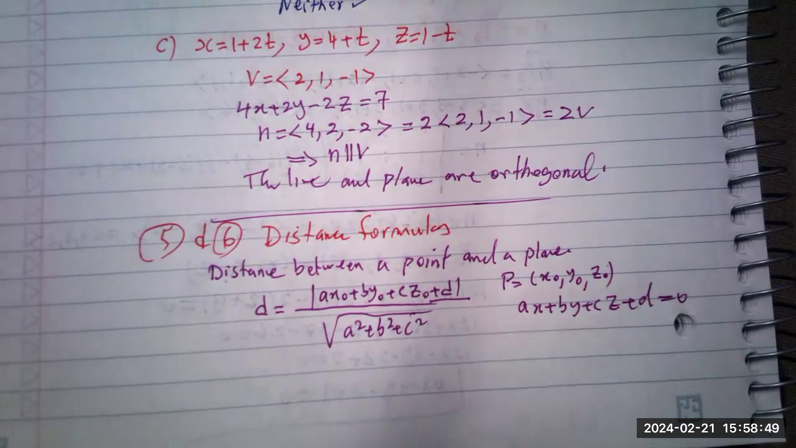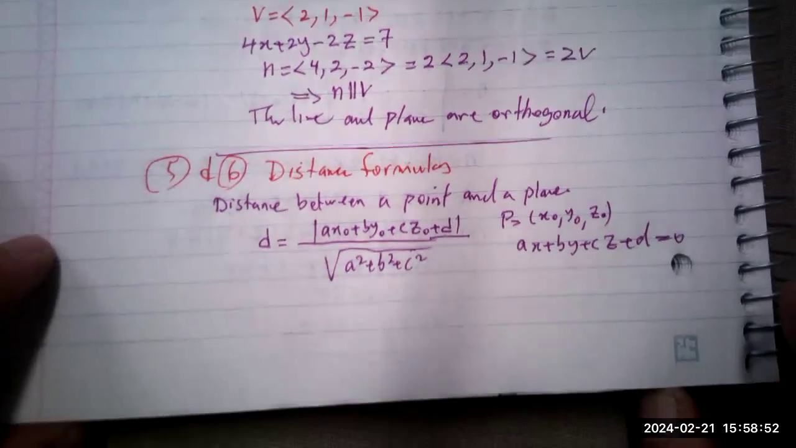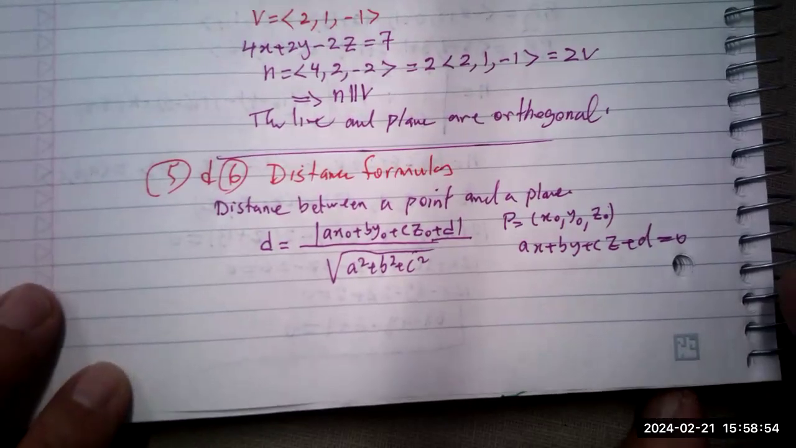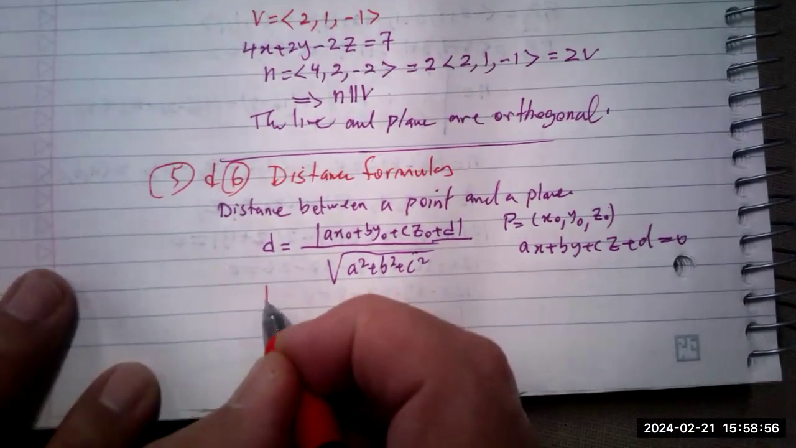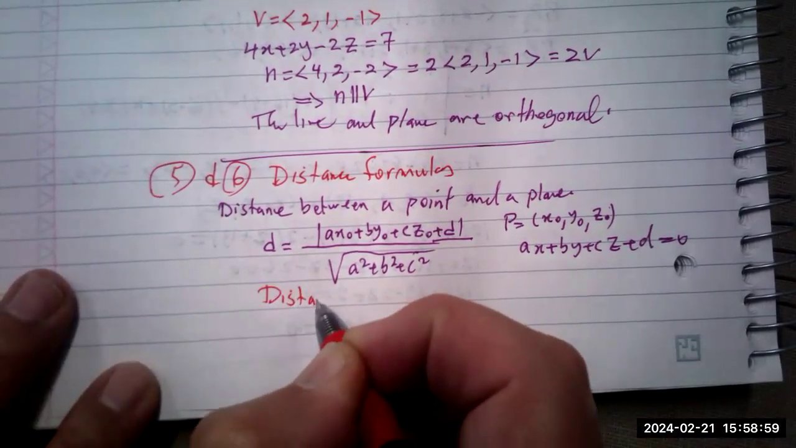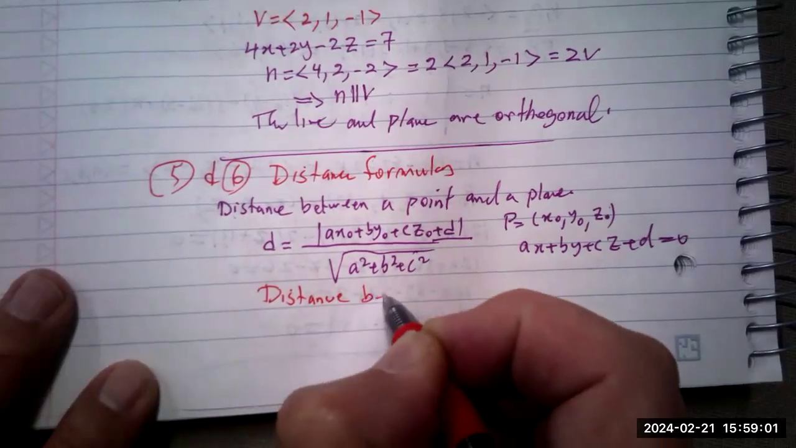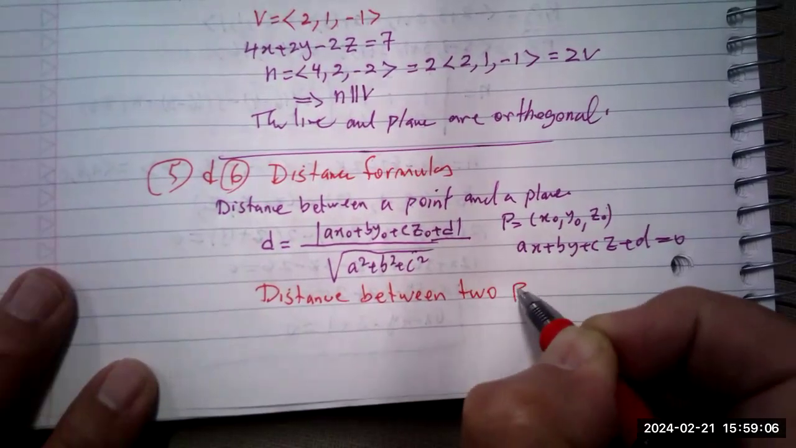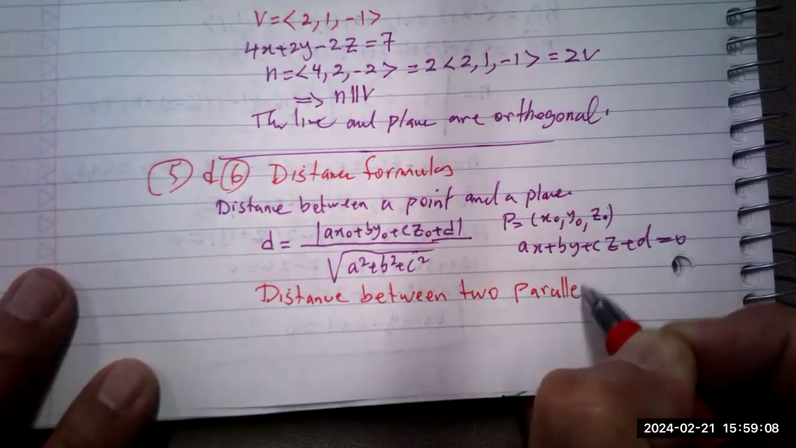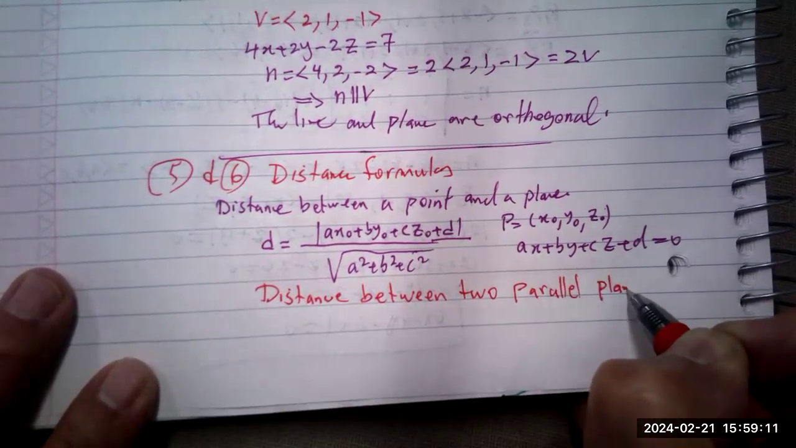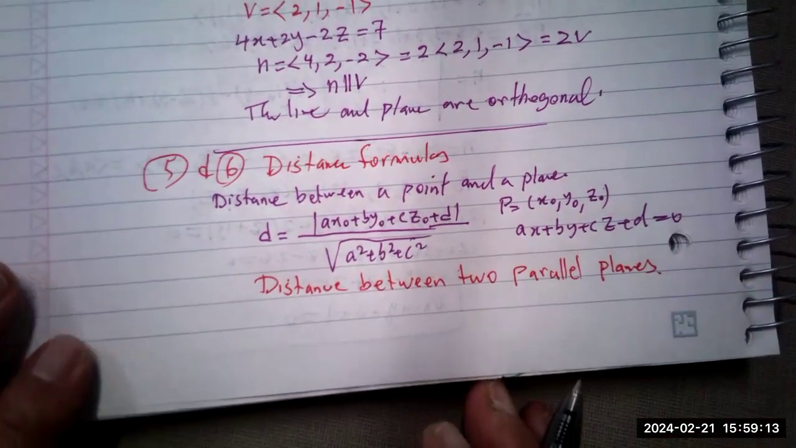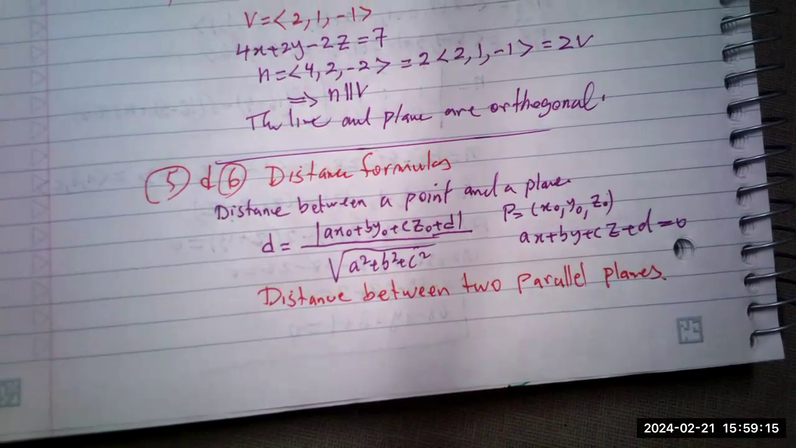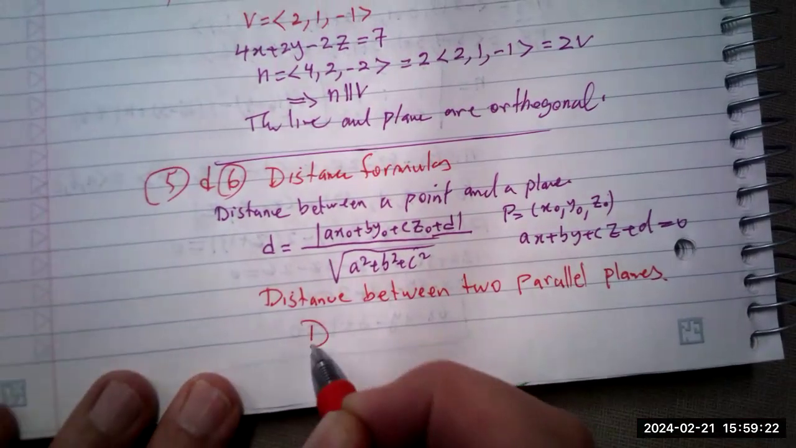Okay? So that's one. The other one is going to be the distance between two parallel planes. So you know that parallel planes would have the same normal vector. The only difference is going to be d, the constant term. So that would be an easy formula.